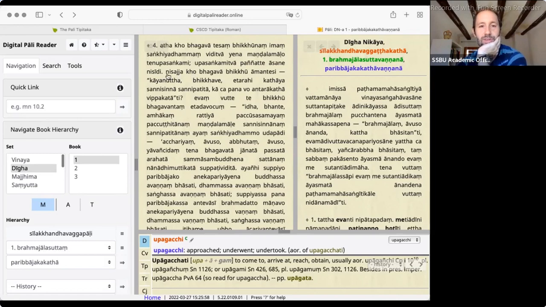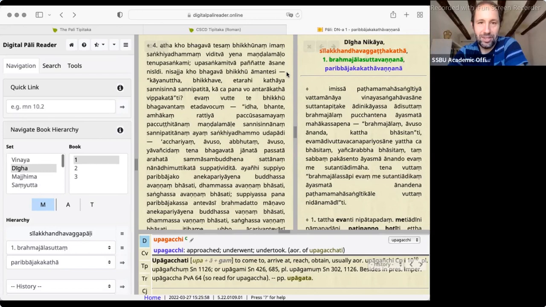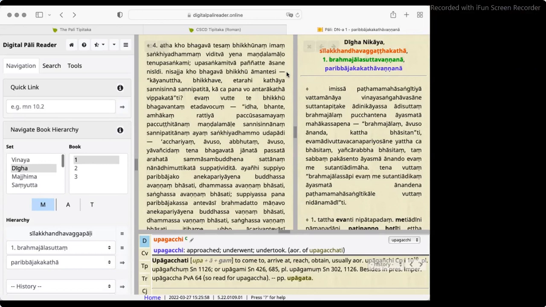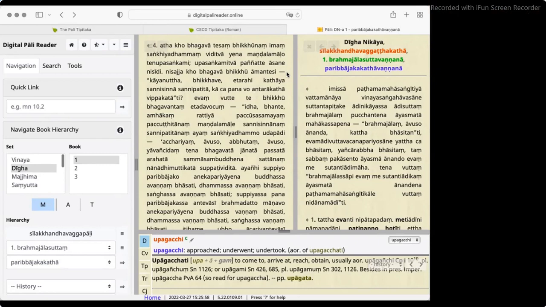Great. So Nisajjako Bhagava Bhikkhu Amantesi. How about that? Any difference? No difference here? Subject, no difference. Great. No problem. The next sentence is a little bit complicated. Let's try. Kayanutta bhikkhave etarahi kathaya sannisinna sannipatita.